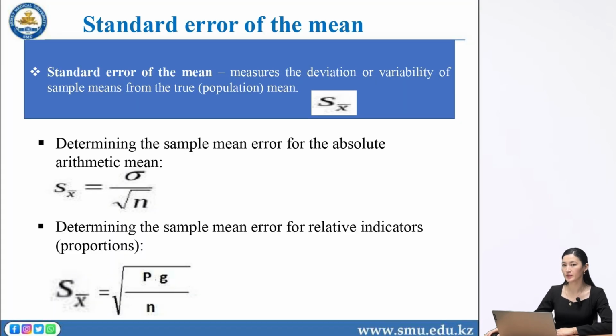Standard error of the mean. The standard error of the mean, or standard error, measures how much sample means vary from the true population mean. It helps us understand how accurate our sample mean is as an estimate of the real mean. We can calculate the error for absolute arithmetic mean and relative indicators. In other words, standard error gives us an idea of how reliable our sample mean is. Here are the formulas.